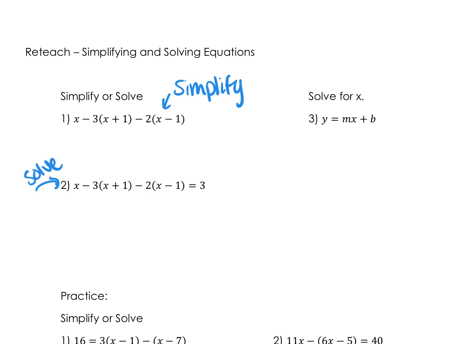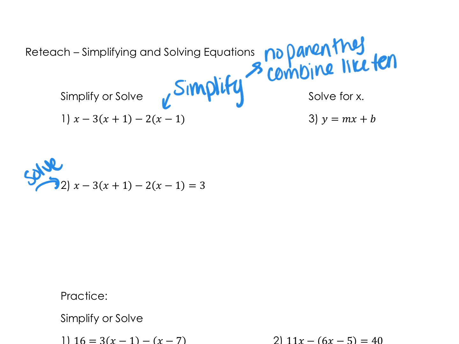Okay, so first, number 1, we're simplifying. So first we want to get rid of the parentheses and then combine like terms. So simplifying is no parentheses and then combine like terms. That's what you want to do when you're simplifying or solving, okay? So we're going to start by getting rid of the parentheses.